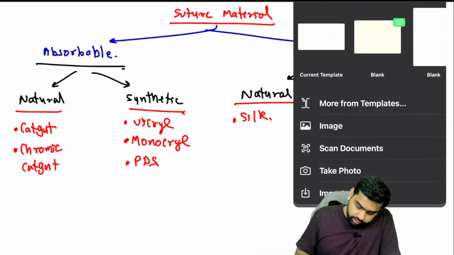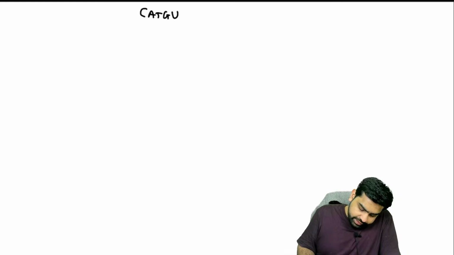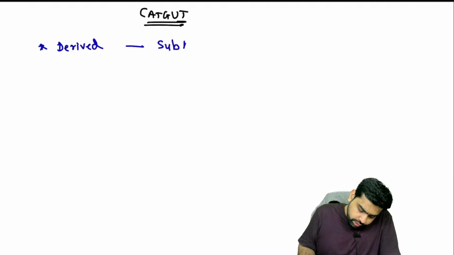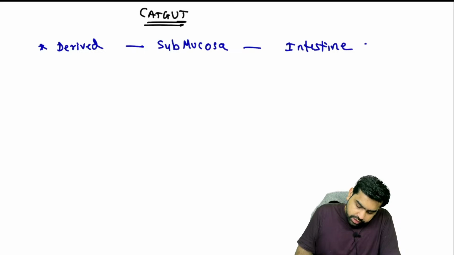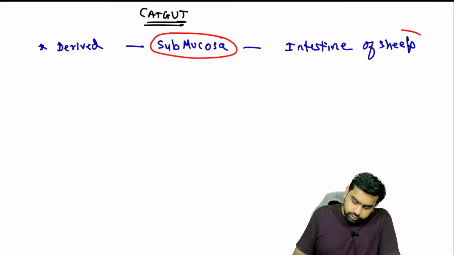Now let us talk about the naturally occurring absorbable sutures, that is your catgut. From where is this catgut derived? It is basically derived from the submucosa of the intestine of the sheep. Please try to understand, it is derived from the submucosa of the intestine of the sheep.